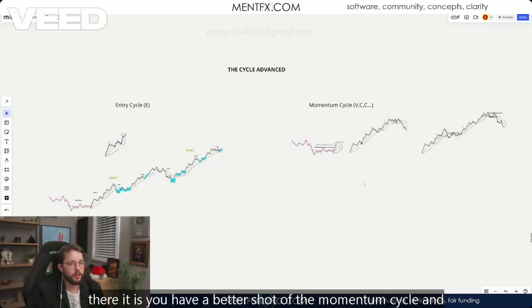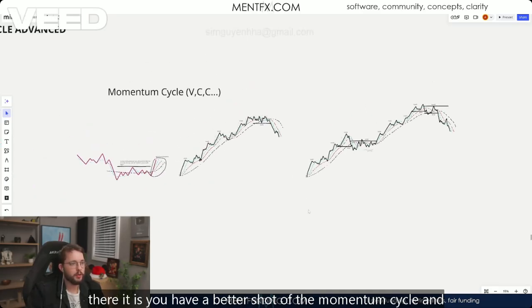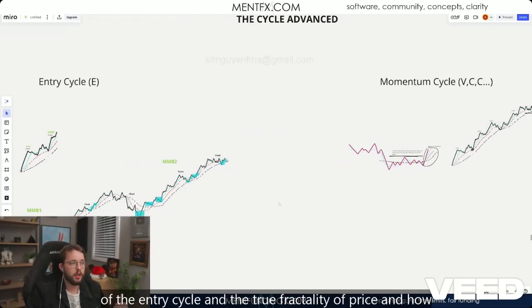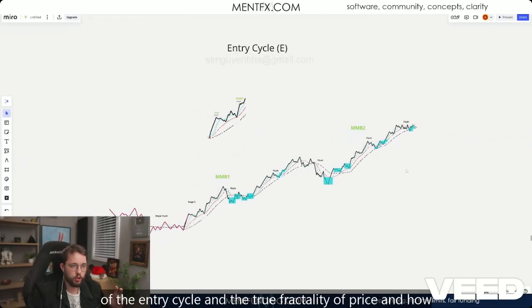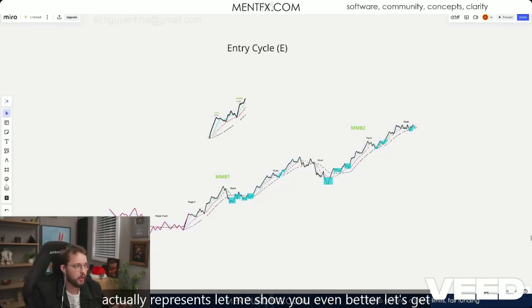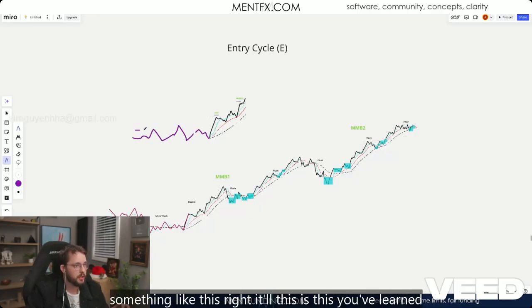But there it is. You have a better shot of the momentum cycle and the understanding of it and some of the labeling, because we're going to do labeling down the line. You kind of saw a little bit of that already. You also have the understanding of the entry cycle and the true fractality of price and how this thing right here actually represents this right here. It actually represents, let me show you even better. Let's get that purple out. It actually represents like that right there, right? Even though, remember, from the screenshot, we have something like this, right?